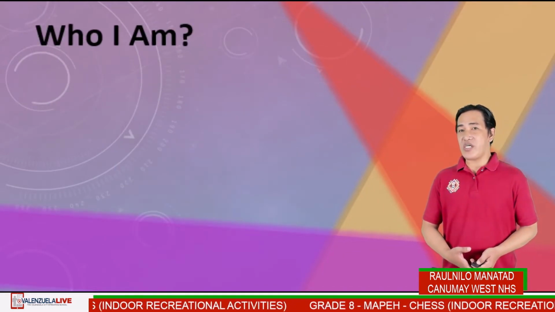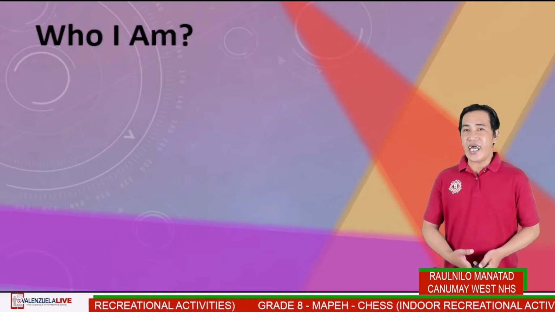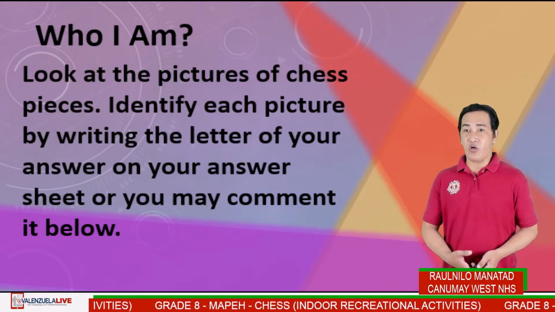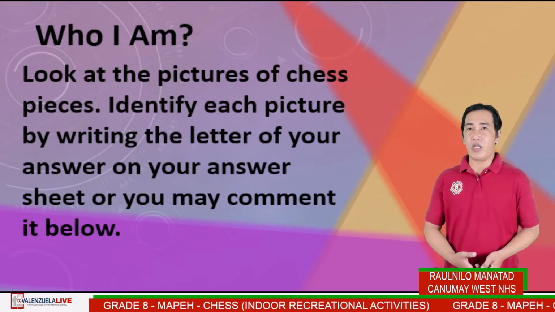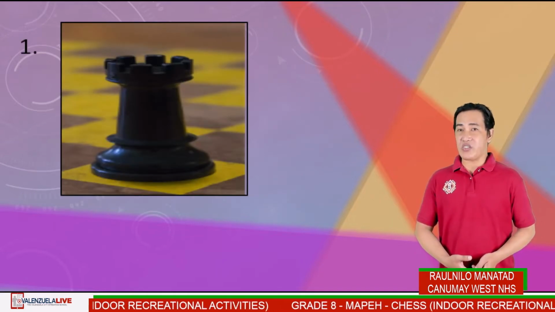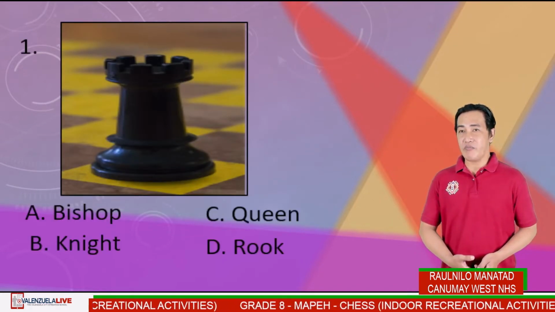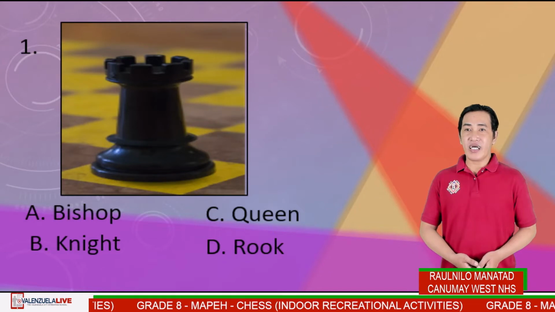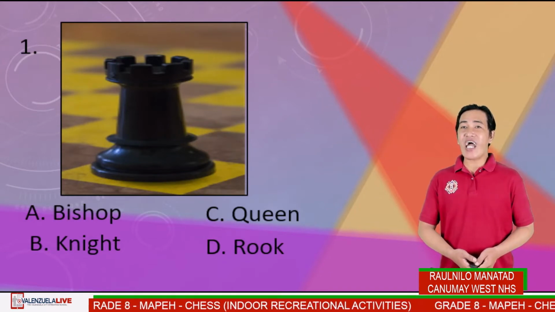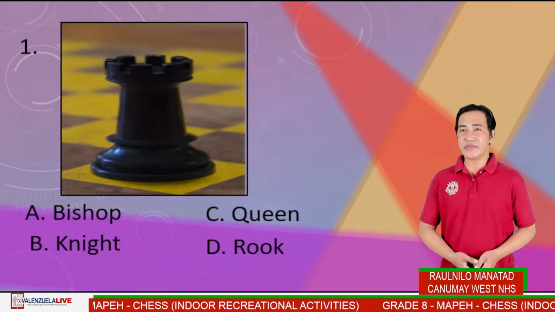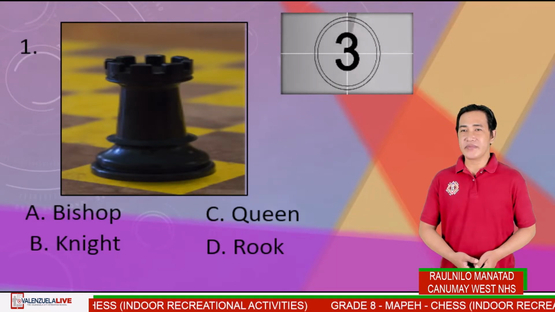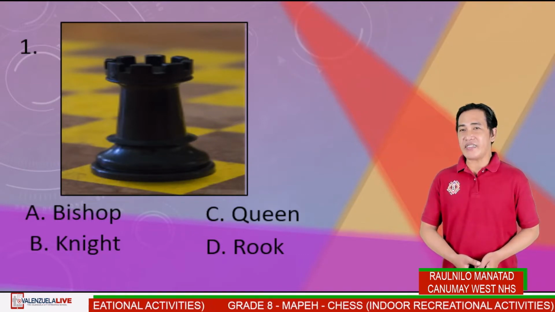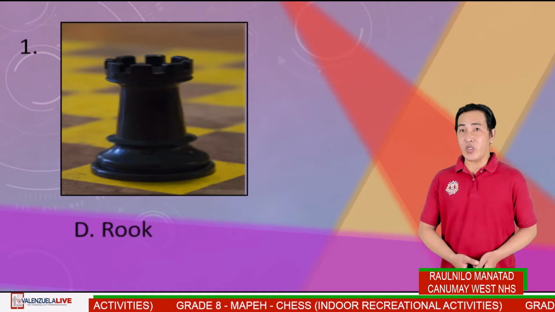Look at the pictures of chess pieces. Identify each picture by writing the letters of your answers on your answer sheet, or you may comment it below. What chess piece is on the picture? A. Bishop. B. Knight. C. Queen. D. Rook. You have 5 seconds to answer. That's right. This is D. Rook.